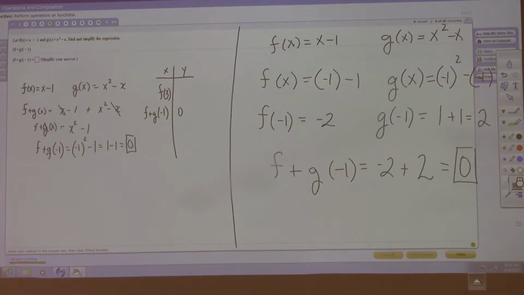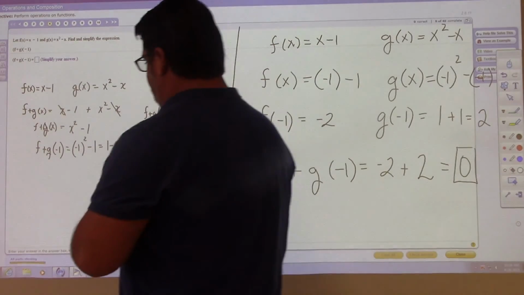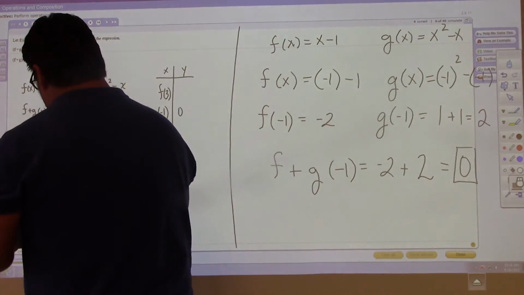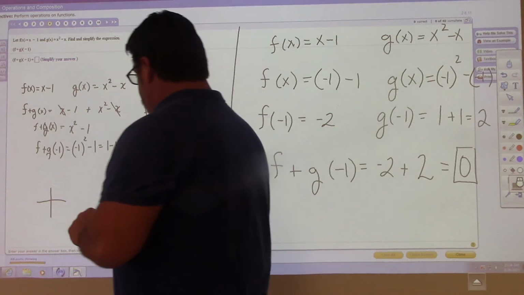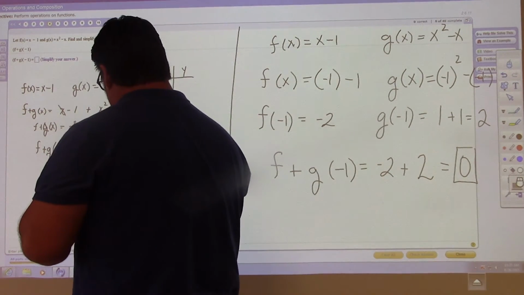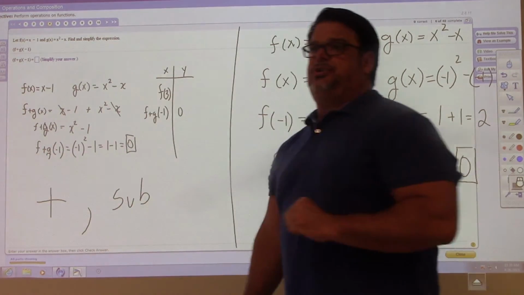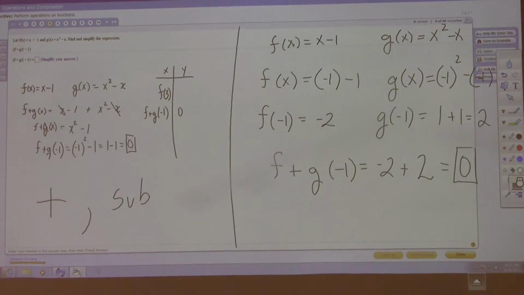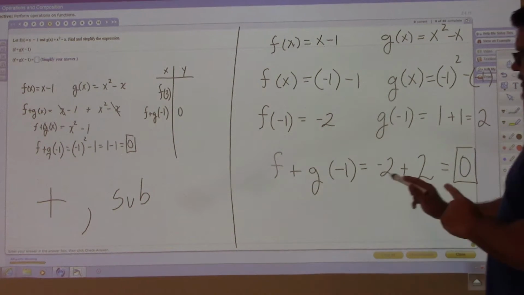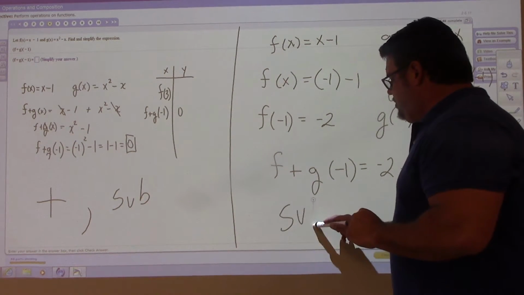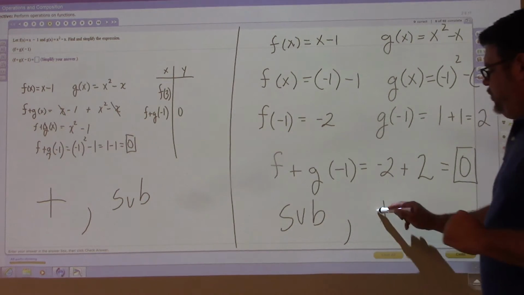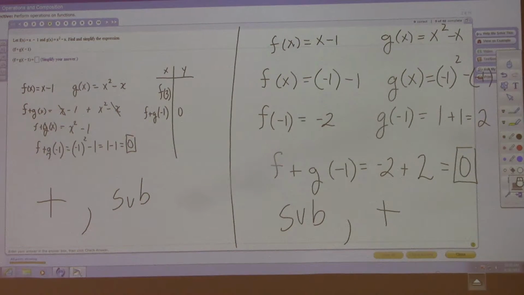Let's recap. Here, what did we do first? We added the functions first, then we what? We substituted in the negative 1. What did we do here first? We substituted the negative 1 in, then we added. Either way, you get the same answer. If you do everything what?